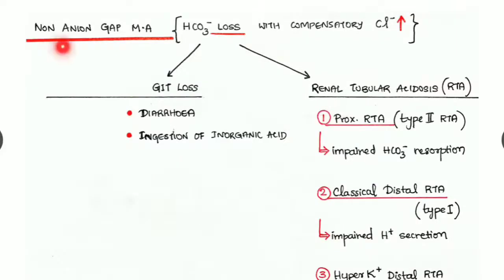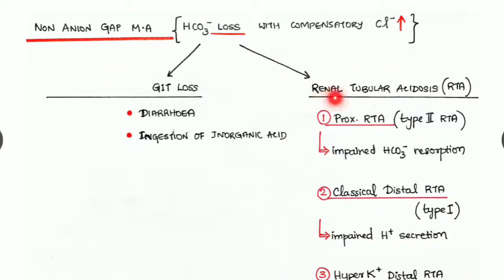Next, examples of non-anion gap metabolic acidosis. As we have discussed before, it is caused by bicarbonate loss with compensatory chloride increase. Mainly, it is associated with GIT loss like diarrhea and also sometimes due to ingestion of inorganic acids. In diarrhea, there is bicarbonate loss along with water and loose stools.